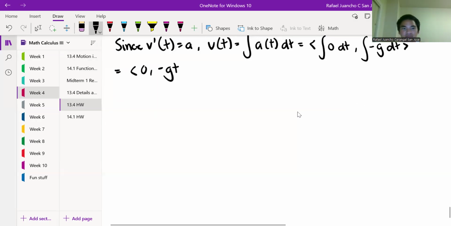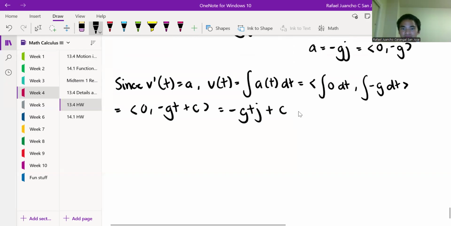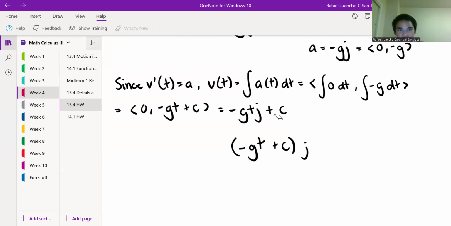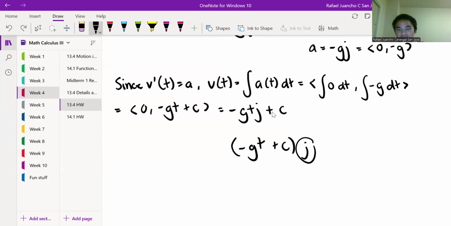Let me just say this is C. So plus some constant that we don't know. And we can translate it to its ijk values here. This C is just some constant. I could write it like this. What's this constant? It's just a constant. You treat it as a constant. This times this is just some number that we don't know.